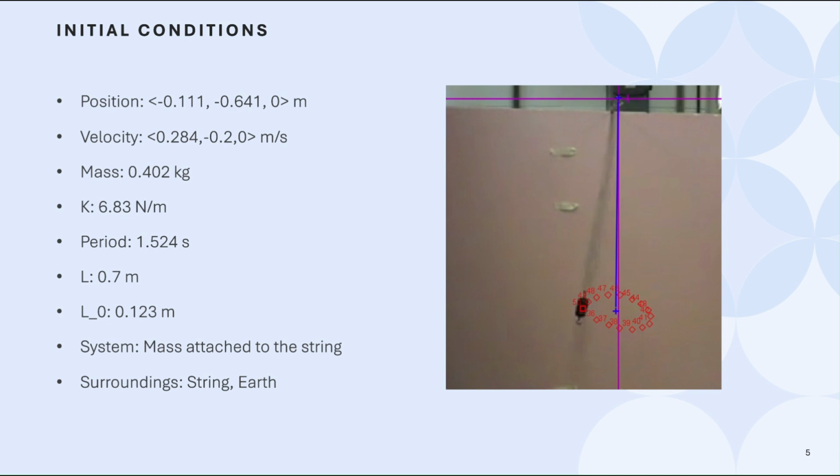Here are the initial conditions. I included position, velocity, mass, spring constant, oscillation period, the L vector, L naught, system, and surroundings.